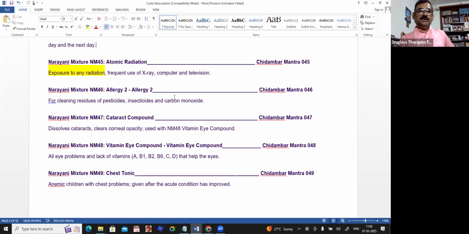So you can use it on a daily basis, or three times a day if it is advised. Three times a day also can be used. But the Satya Sai people advised it, though I don't use it in my real prescription. They strongly believe that if they use it with the remedy against X-ray or atomic radiation, it is going to protect. But I never use it.